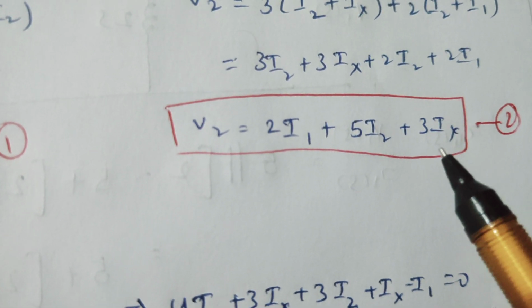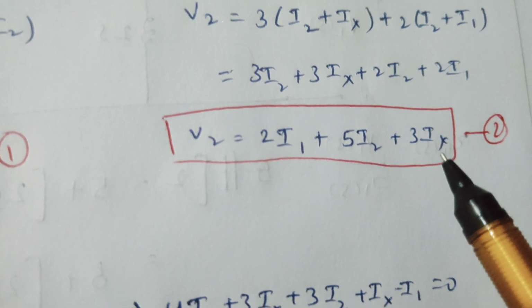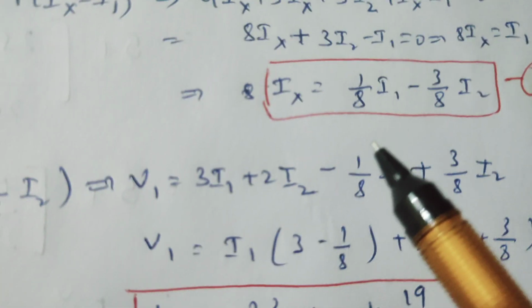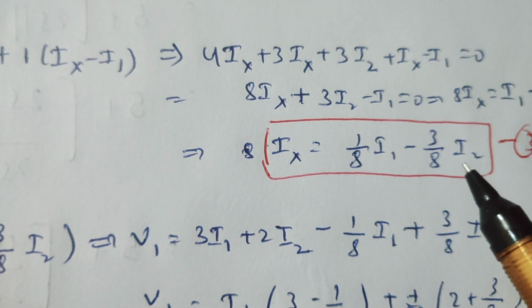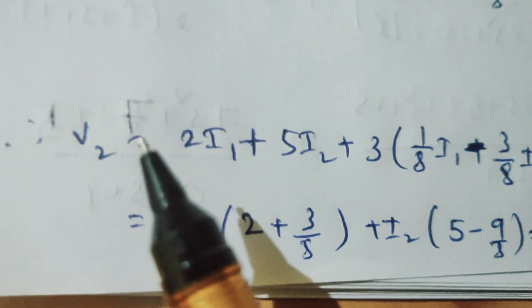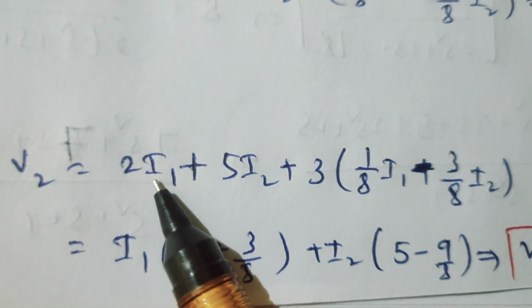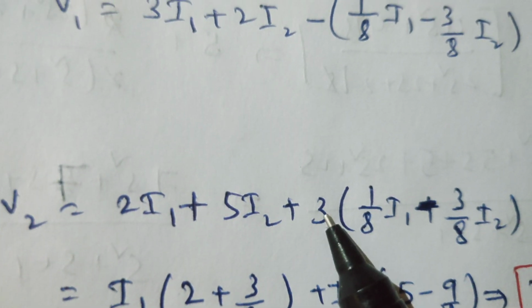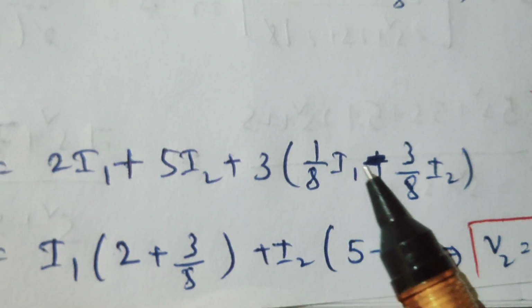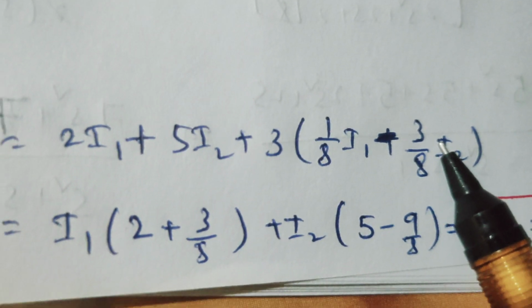So here again we are getting one more term, the Ix term. To remove this, I am simply substituting Ix is equal to 1 by 8 I1 minus 3 by 8 I2 in equation number 2. Therefore, we will get the V2 equation is equal to 2I1 plus 5I2 plus 3 into Ix. So simply substitute the Ix value as 1 by 8 I1 minus 3 by 8 I2.